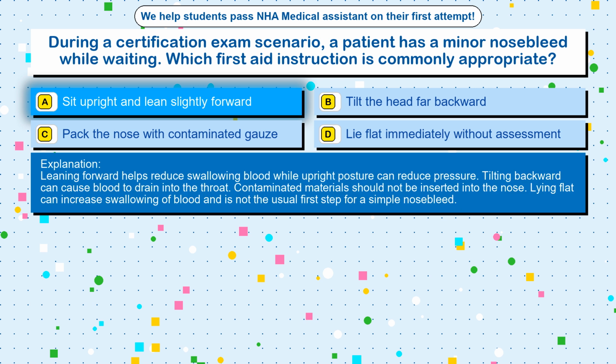Leaning forward helps reduce swallowing blood, while upright posture can reduce pressure. Tilting backward can cause blood to drain into the throat. Contaminated materials should not be inserted into the nose. Lying flat can increase swallowing of blood and is not the usual first step for a simple nosebleed.